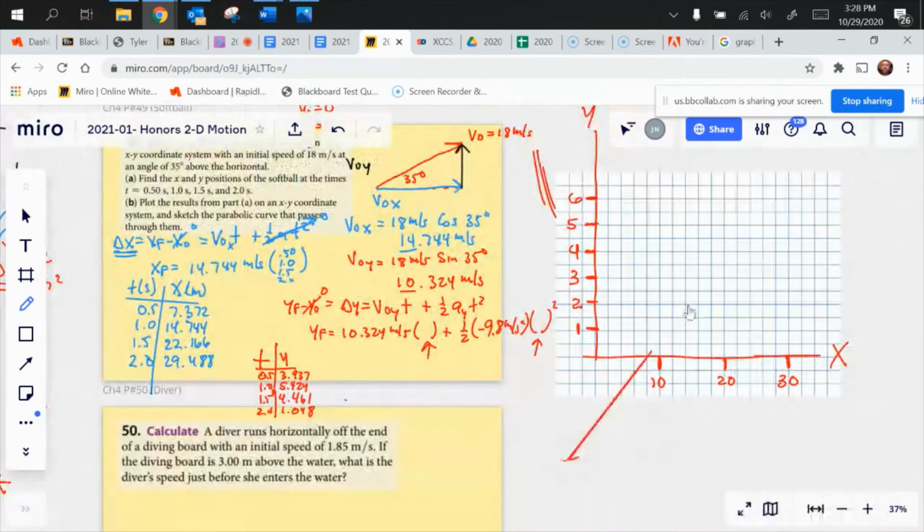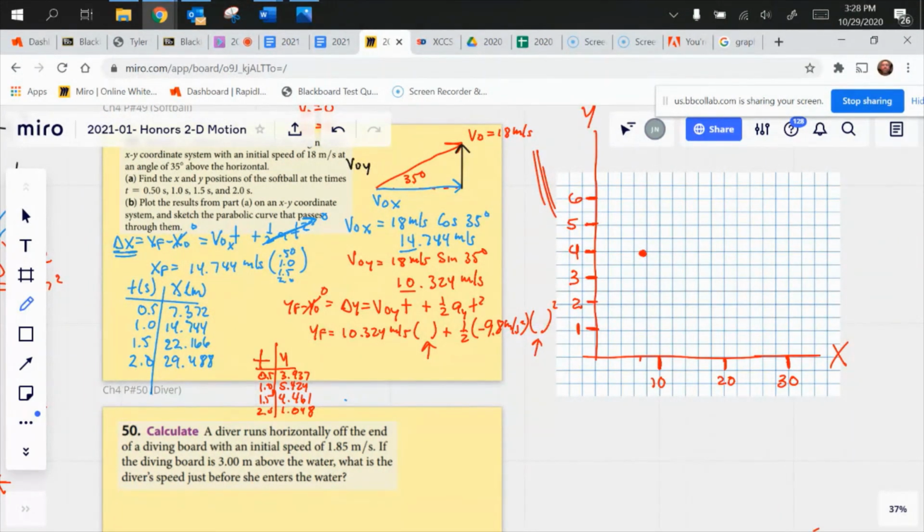Now what they wanted you to do to finish this off in part B, they wanted you to plot a graph of X versus Y. So essentially, where is it in space? So I want to graph the point 7.372, 3.9. Down here on this x-axis, I went every 2. So 7.3 would be in that ballpark, and 3.9 would be almost all the way up to that 4 mark. And so we're looking at something like right here for the first one.